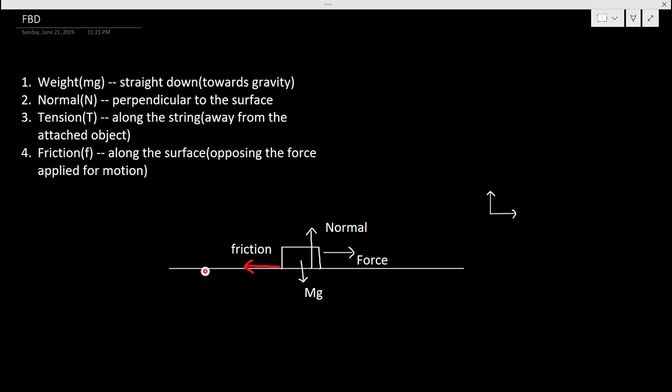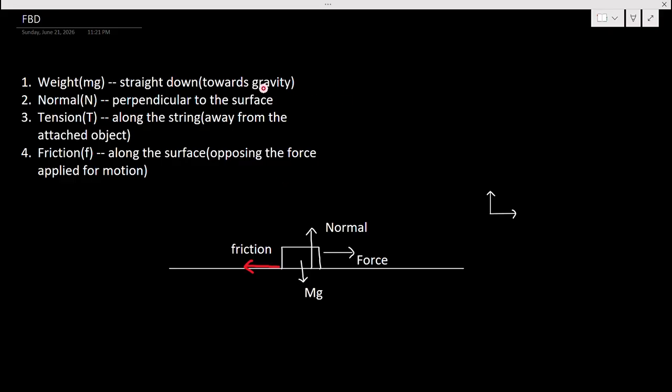Similarly, when we calculate the forces in the horizontal direction, we have the force and friction. We'll take the net of it, let's say force minus friction, and that will give us mass times acceleration. If force minus friction is not zero, we'll have some acceleration. So that's how we solve most of the problems. We draw an FBD, find the perpendicular axes, and then we solve the forces in those two directions.